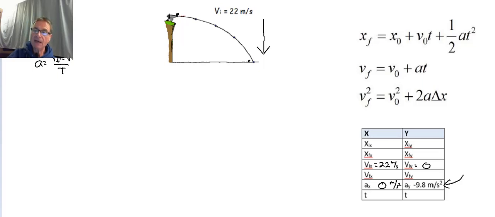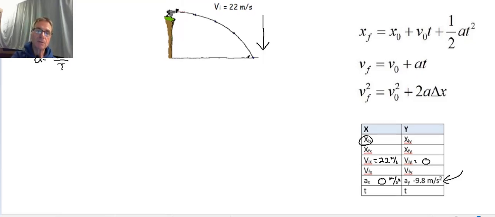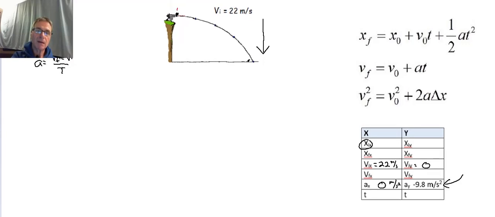What's going to be my initial x position? So this variable right here. Well, I'm going to take what I normally do, and I'm going to create a coordinate system up there. And this is going to be x equals 0 and y equals 0. So my cannonball starts out at the 0, 0 position. So what can I fill in for my initial x position? 0. My initial y position is 0.